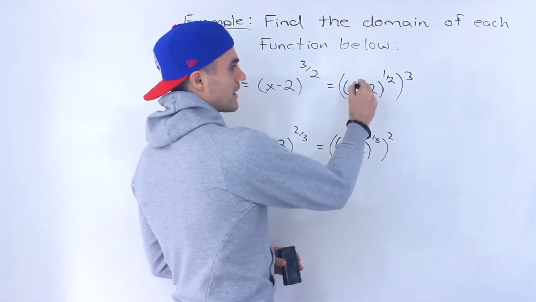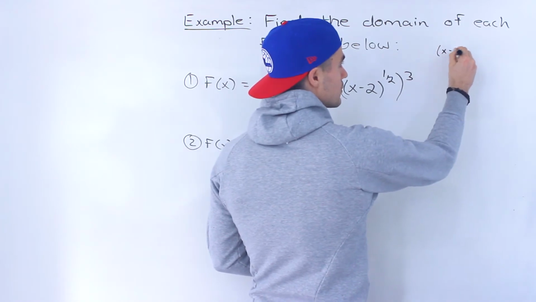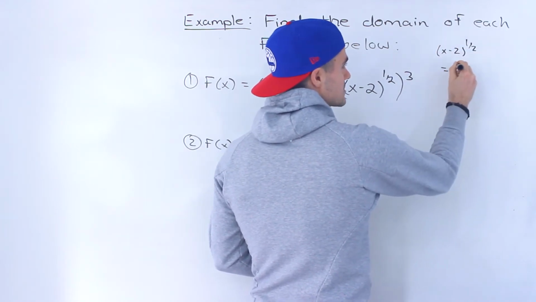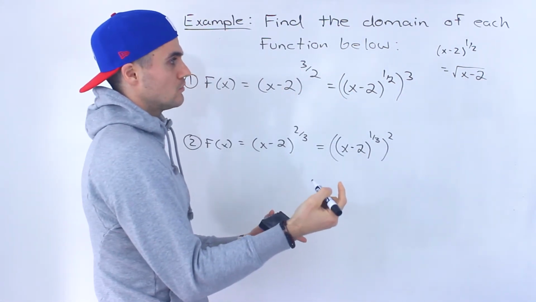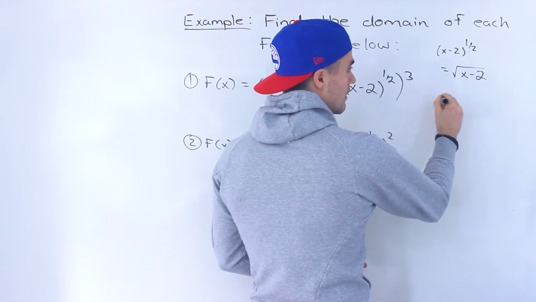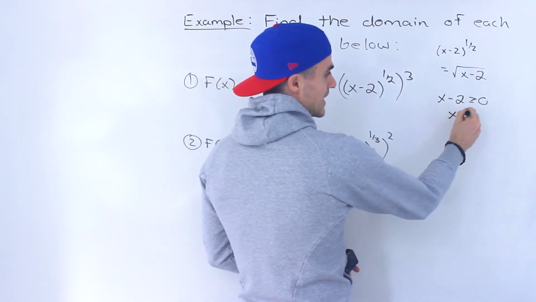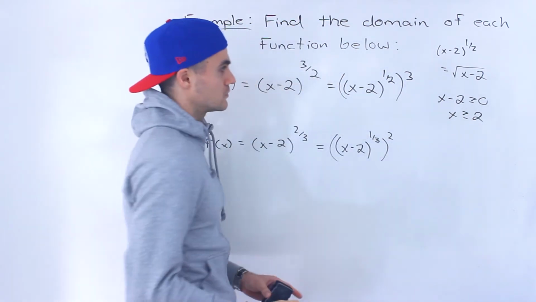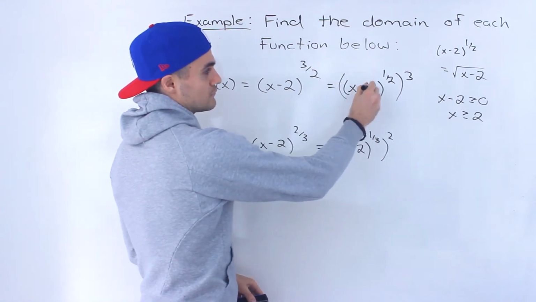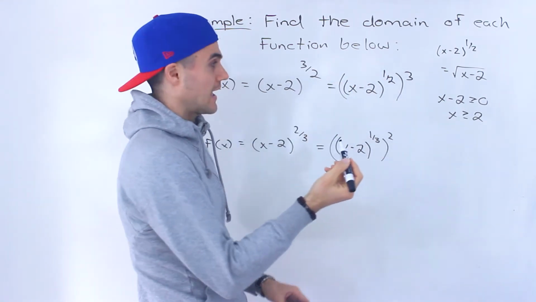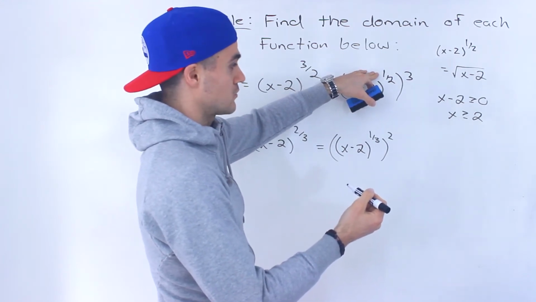So notice that here, x minus 2 to the power of a half is the exact same as the square root of x minus 2. And we know that whatever we're square rooting, that expression has to be greater than or equal to 0. So in this case, x has to be greater than or equal to 2 over here. Because if we try to input a negative number here, we would get an undefined answer, because we can't square root a negative. And this 1/2 is basically square rooting it.